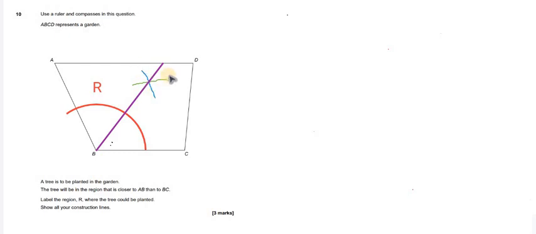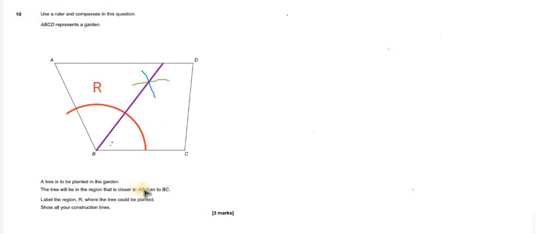Now where those two arcs intersect, okay, you draw a straight line from B all the way out to the line AD. Why AD? Because that's the extent of the garden, okay? We don't need it past that point, okay? Now, the side closer to AB is here. The side closer to BC is on this side.